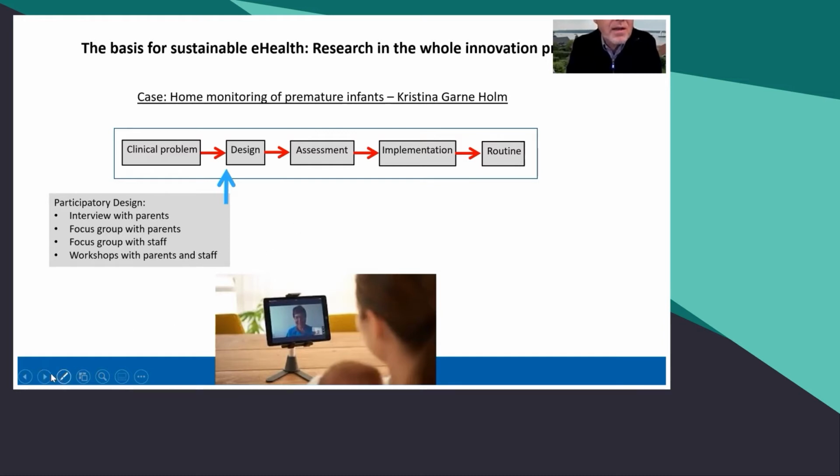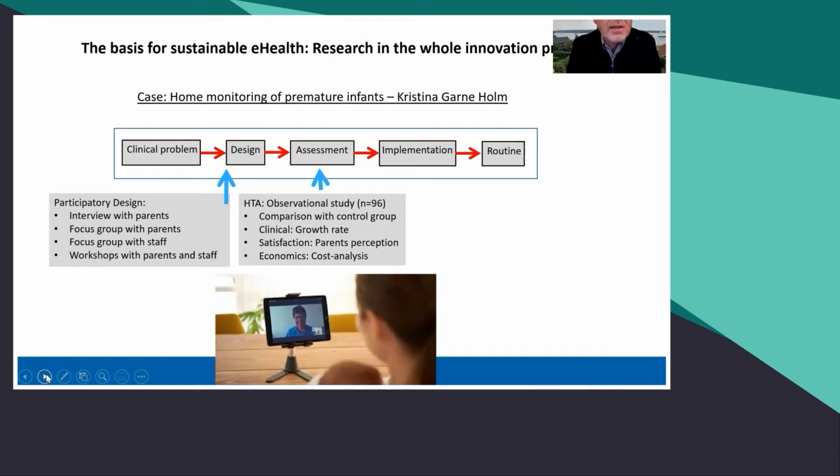And if you take the next slide, then she did a health technology assessment. It was not a randomized controlled trial. It was an observational study following 96 families and infants, and compared that with a historic control group to see if there was improvement in clinical outcomes, in patient satisfaction, and in the economics.